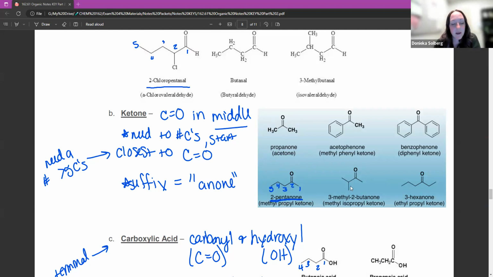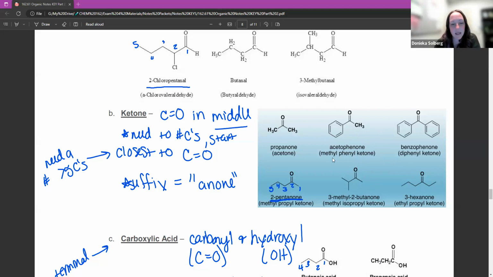Same thing with 3-methyl-2-butanone. I numbered closest to the double bond O. So this is carbon 1, this is carbon 2. So the double bond O is the most important thing. The family group is the most important thing. Then you continue your numbering. So I'm going to count closest to here. Over here, I'm going to count closest to here. This is carbon 1, 2, 3. This is 3-hexanone.